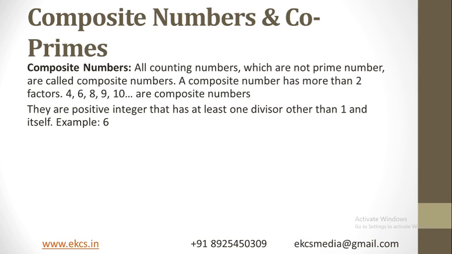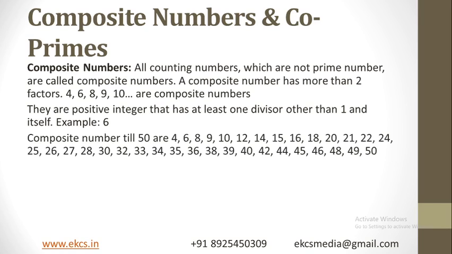We'll have another example, 6. 6 has factors, namely 1, 2, 3 and 6. So it has got 4 factors. 6 is a composite number. These are the composite numbers that are less than 50. So 4, 6, 8, 9, 10. All these numbers given here are composite numbers. It is up to 50. The only number that is neither prime nor composite is 1.